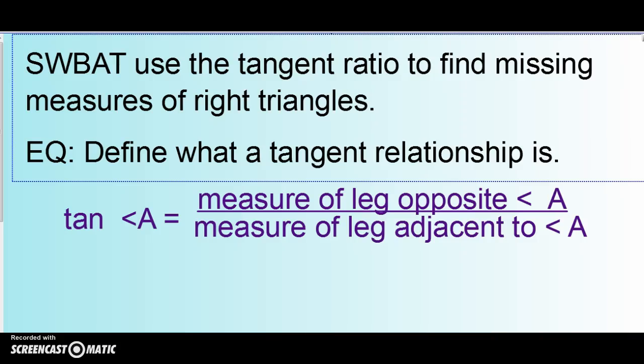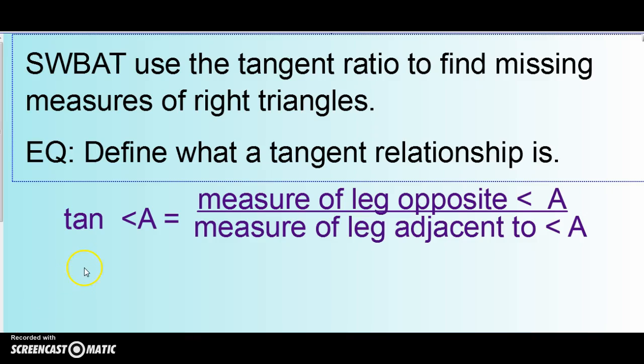Hi, this lesson's from page 475 in your student book. It says you'll be able to use the tangent ratio to find the missing measures of a right triangle. So the essential question is, what is a tangent relationship?